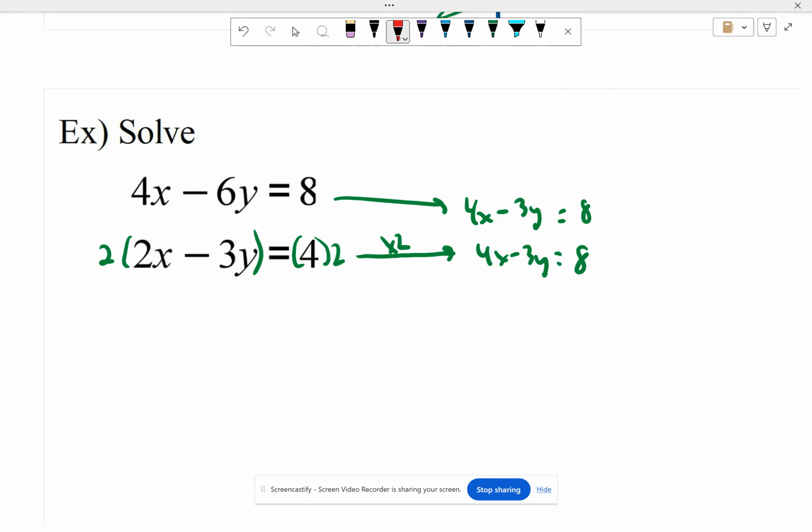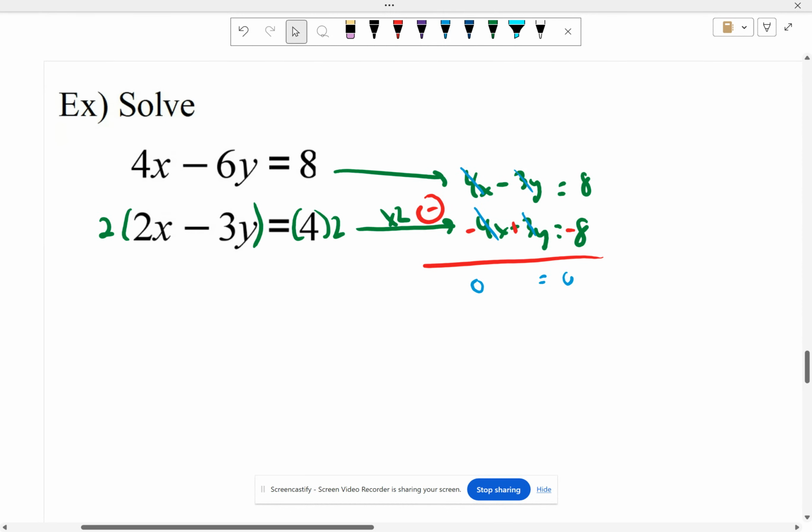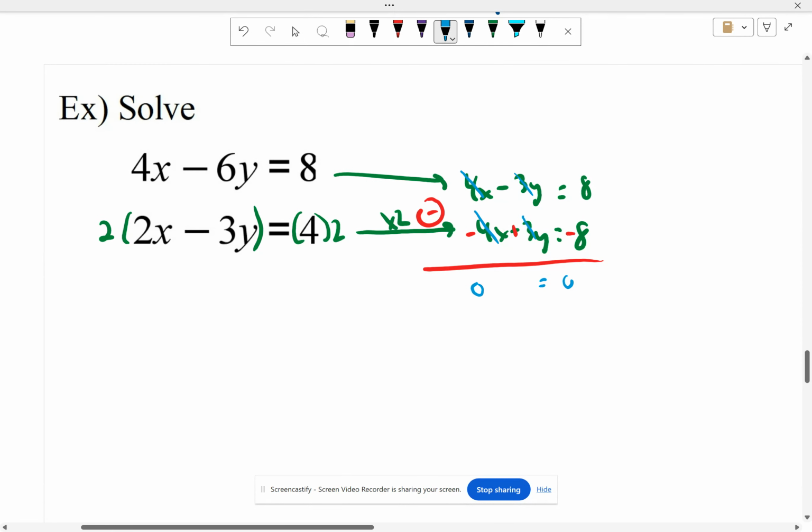Now, for the x's to cancel, I'm going to have to subtract. Remember, when I subtract, all that does is change all the signs. So that's going to become a minus, that's going to become a plus, that's going to become a minus. 4x minus 4x becomes 0. Negative 3y plus 3y cancels out as well. That becomes 0. And 8 minus 8 becomes 0. So in this case, the x's and y's both canceled out.